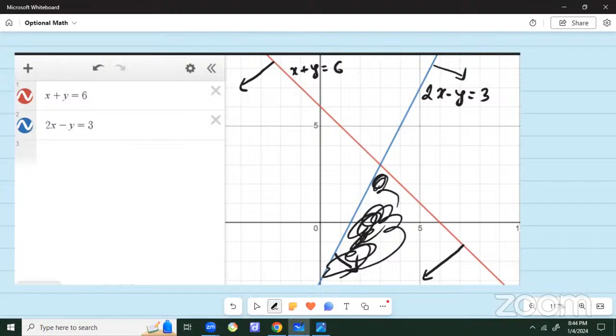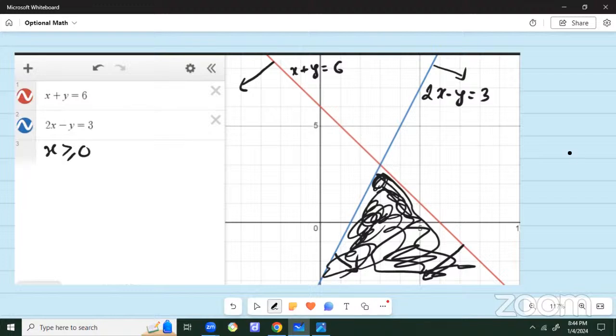Yes, sir. Can we say this region is the common part, the common solution region? Yes, sir. Okay. Now we should not forget the other constraints as well. The other constraint is that x should be greater than or equal to 0. So in this region, are the values of x greater than 0 everywhere? Yes, sir.